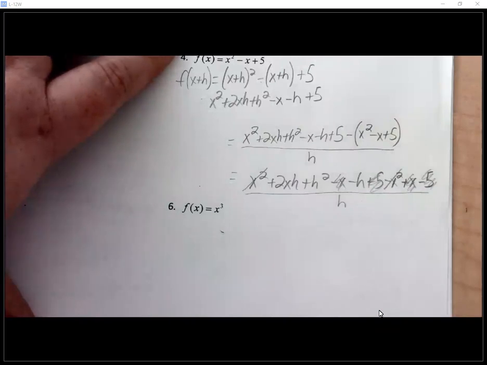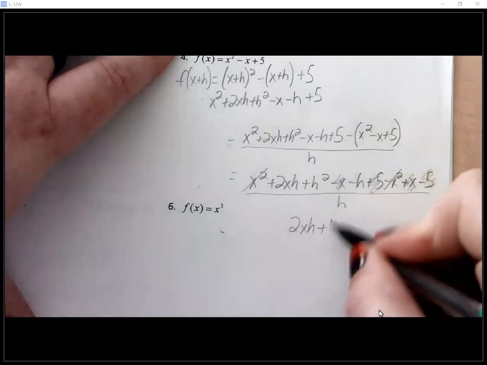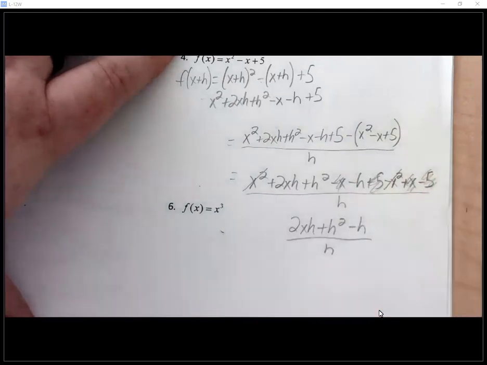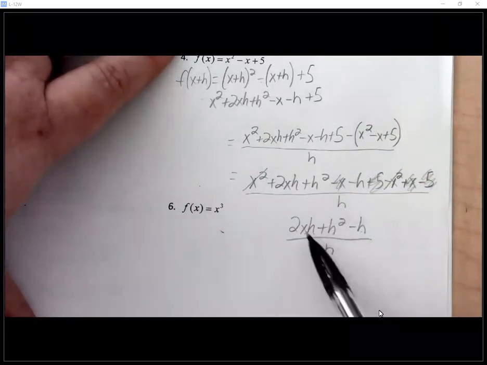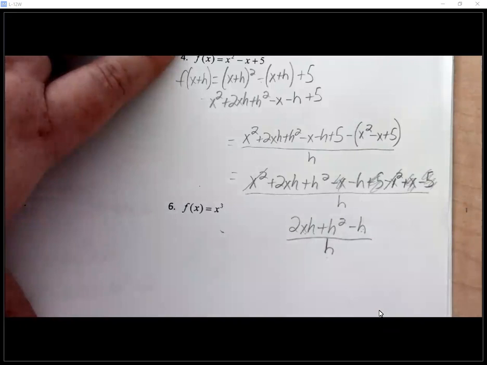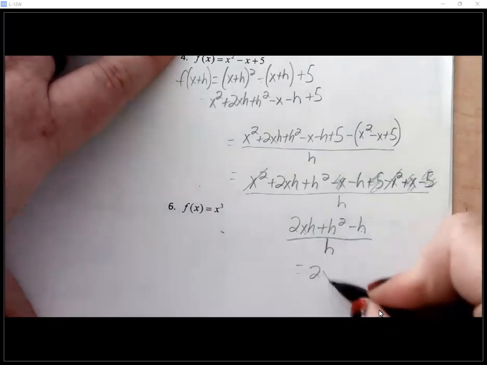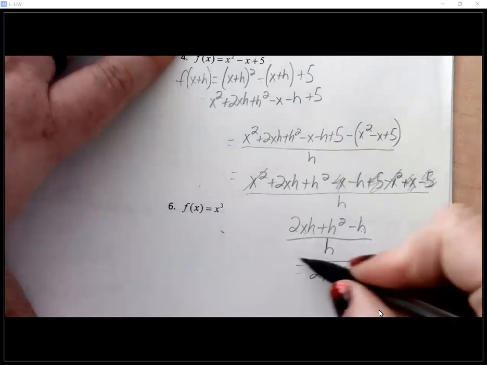So now I'm at 2xh plus h squared minus h all over h. Since all 3 of my pieces, well, really 4, right? All of these and these have a common factor of h, I can reduce everybody by h. And that is exactly how we get 2x plus h minus 1.